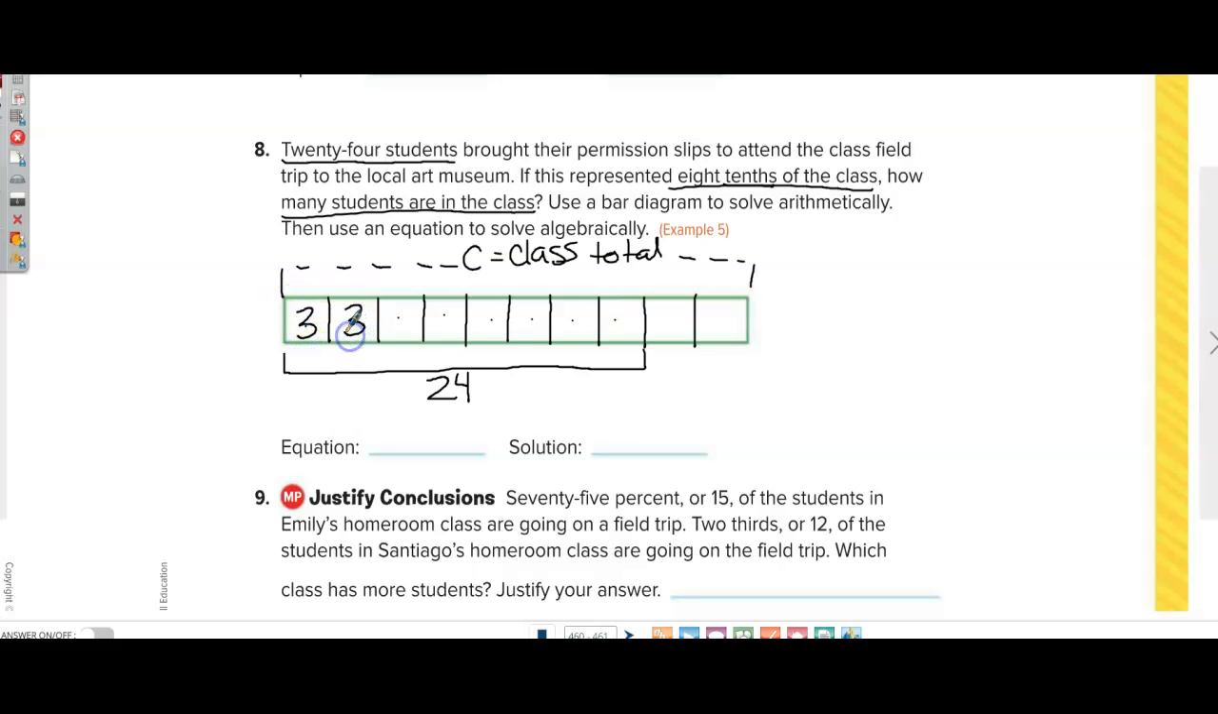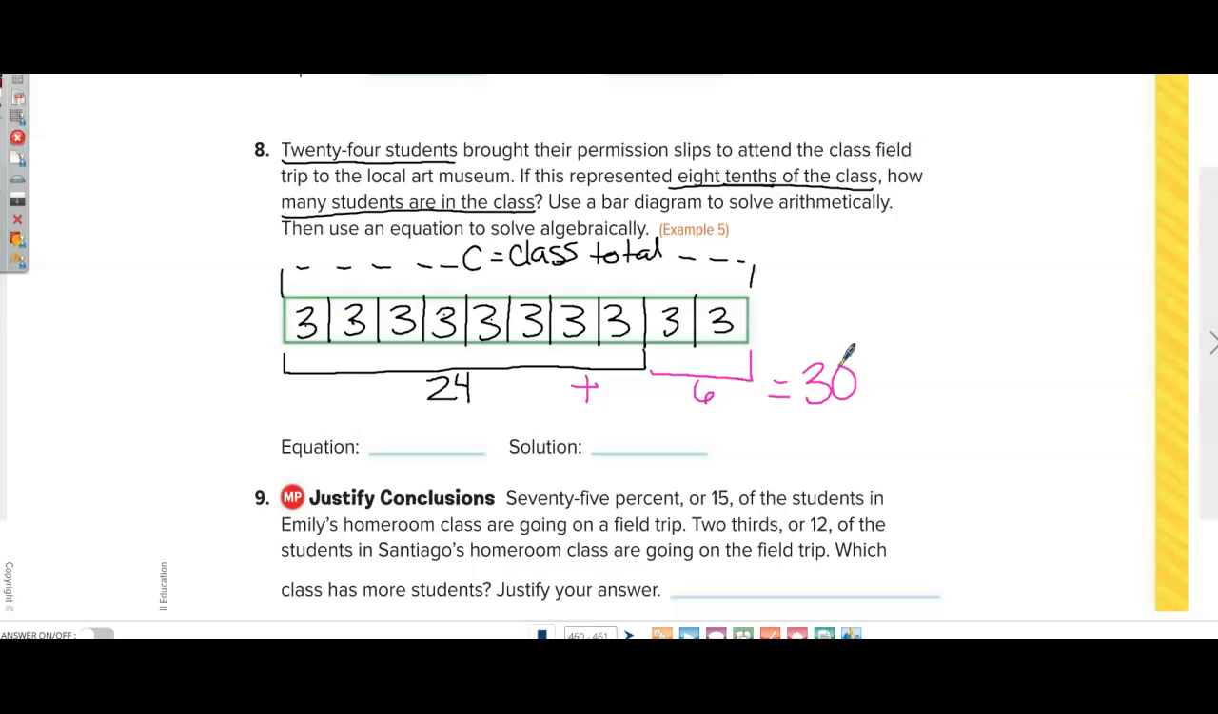So each of these sections is worth 3, which means this section is also worth 3, and this section is also worth 3. So this total that we're missing here for the total number of students in class is 6. So if I took 24 plus 6, I would get the total number of students in the class, which is 30. So using the bar diagram, we found the answer to be 30.